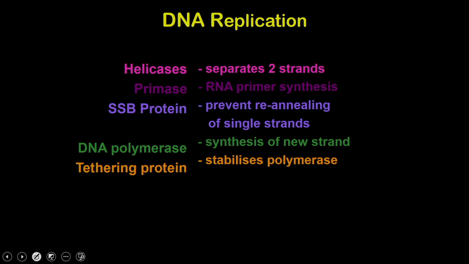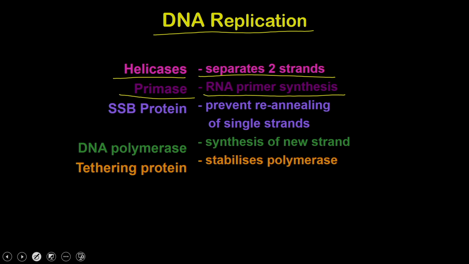There are different enzymes involved in the DNA replication process. You require the helicases, which are going to separate the two different strands. Then you require the primase, which is actually an RNA polymerase, so it is going to be required for the synthesis of the RNA primers. Then you require the single stranded DNA binding proteins.